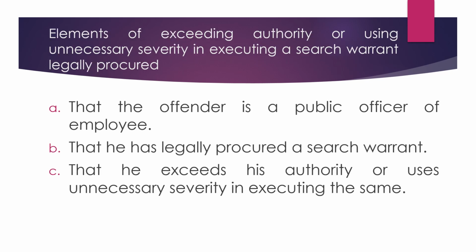Now, what are the elements of exceeding authority or using unnecessary severity in executing a search warrant legally procured? Letter A, that the offender is a public officer or employee. Letter B, that he has legally procured a search warrant. And letter C, that he exceeds his authority or uses unnecessary severity in executing the same.